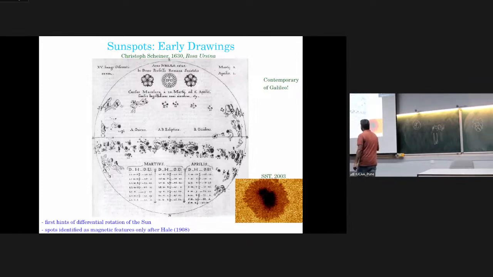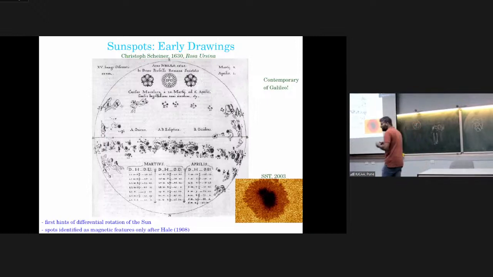And even before these were recognized as magnetized objects, only in 1908, the spots were already known in the 1630s or even before. It's a book called Rosa Ursina. Those interested in history can look up controversies around these two people. I chose to show from Christoph Scheiner. It's not such a famous name, but there are a lot of people doing this. And it's a terrific hand drawing, right?